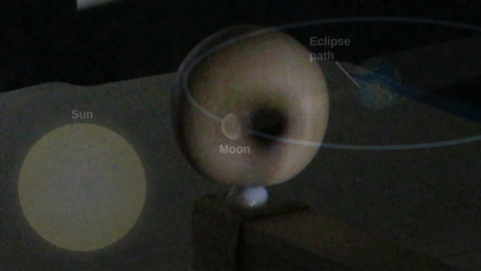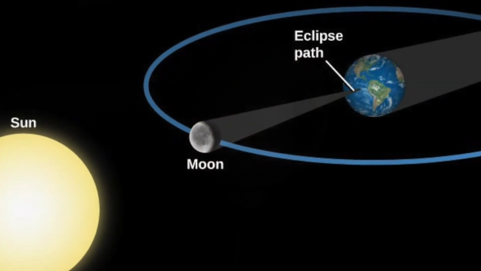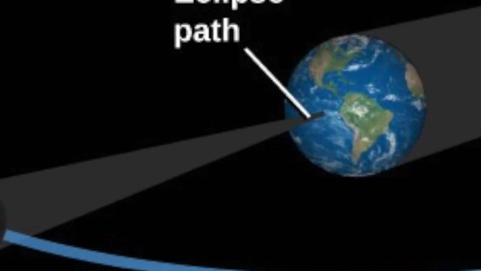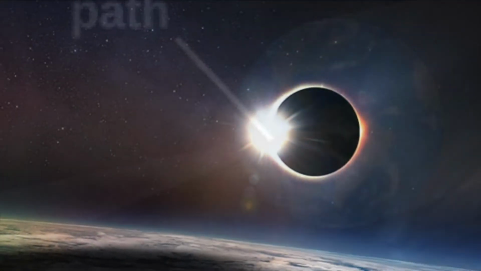Now, most people do not witness or see a full total eclipse. You really have to be in that sweet spot, right where it's darkest. If you're north or south or near it, you will see a darkening.